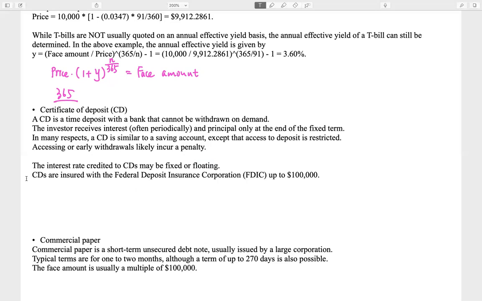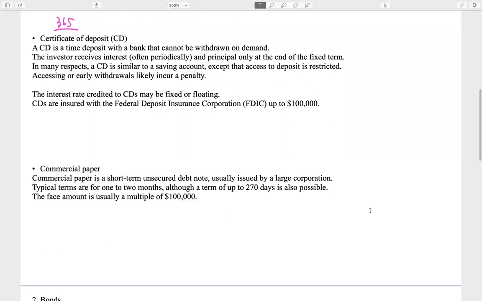Last, I want to mention that CDs are insured by the FDIC, the same as your savings, the same as your checking. Those are insured by the FDIC up to $100,000. The last type, compared to the previous two, is at least not accessible to the general public.